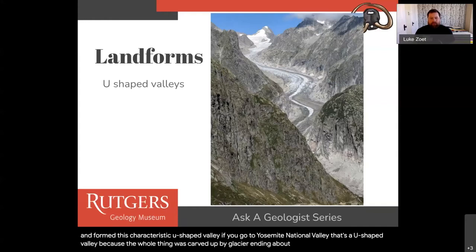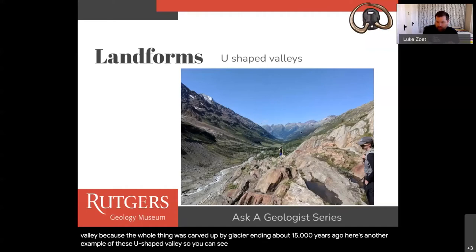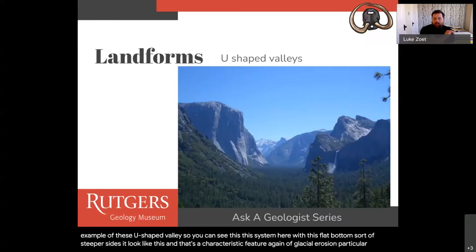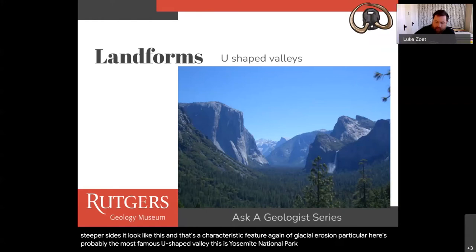Here's another example of these U-shaped valleys. So you can see this system here with this flat bottom, sort of steeper sides that look like this. And that's a characteristic feature, again, of glacial erosion in particular. Here's probably the most famous U-shaped valley. This is Yosemite National Park. You can see these very steep sidewalls here. That's because the glacier sort of buzzsawed its way down. And you have this flat bottom to the valley floor.